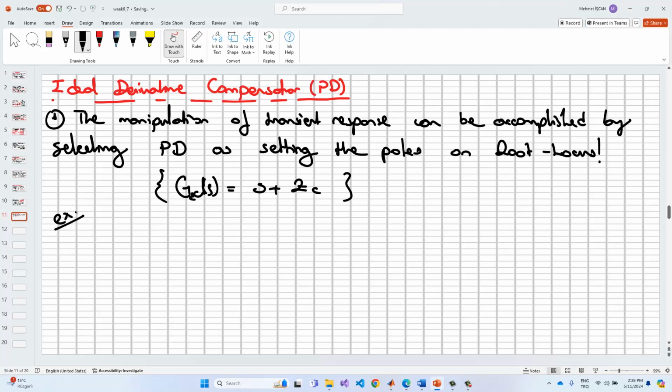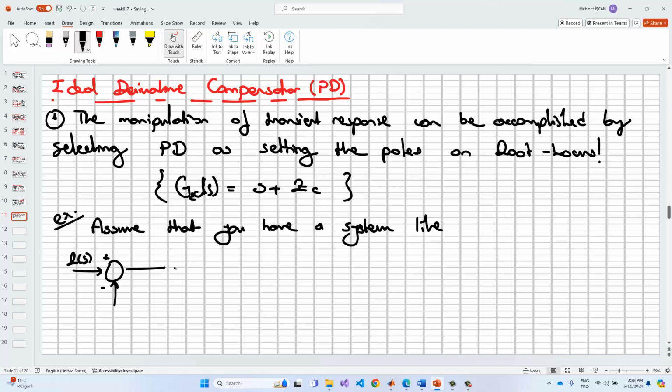The example: assume that you have a system like this one. The R(s) is the reference signal in here, just like this one, the minus, and we can create the E(s) at this time, but we have K divided by (s+4)(s+6) in here, and also we can get the output values of these terms in here, just like this one.